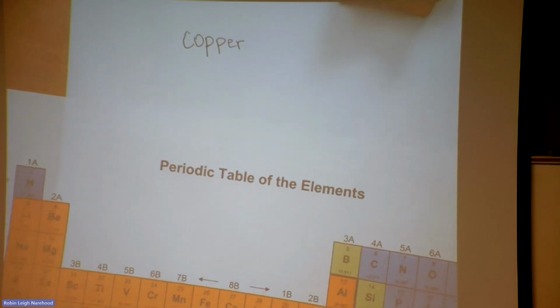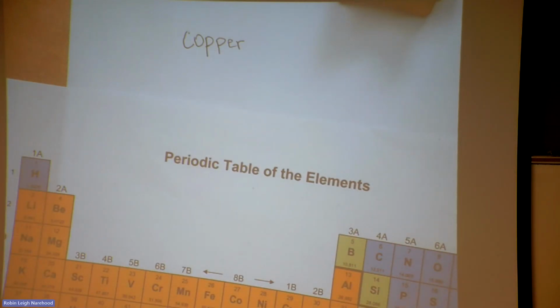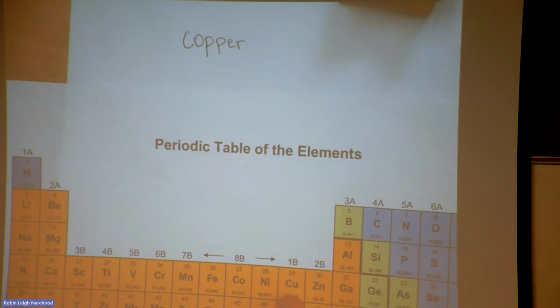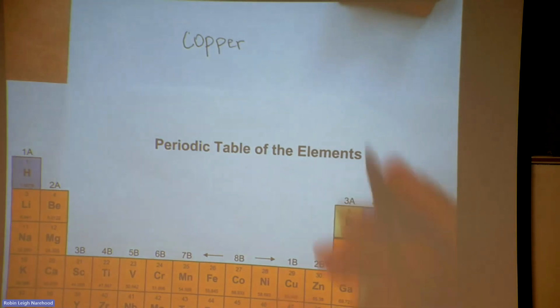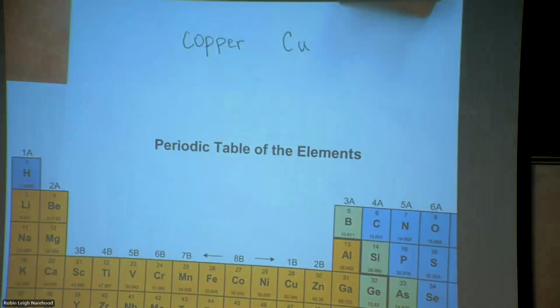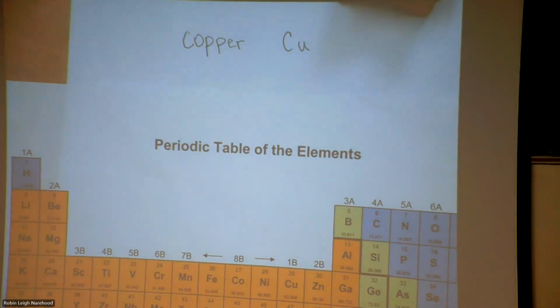But if you were to look on the periodic table that I handed you, you don't see the word copper, you see a bunch of symbols. And so one of the things that you need to start learning are some of the most common element symbols. And Cu is the symbol for copper. If you can find the symbol, then you can look and see where it is on the chart.